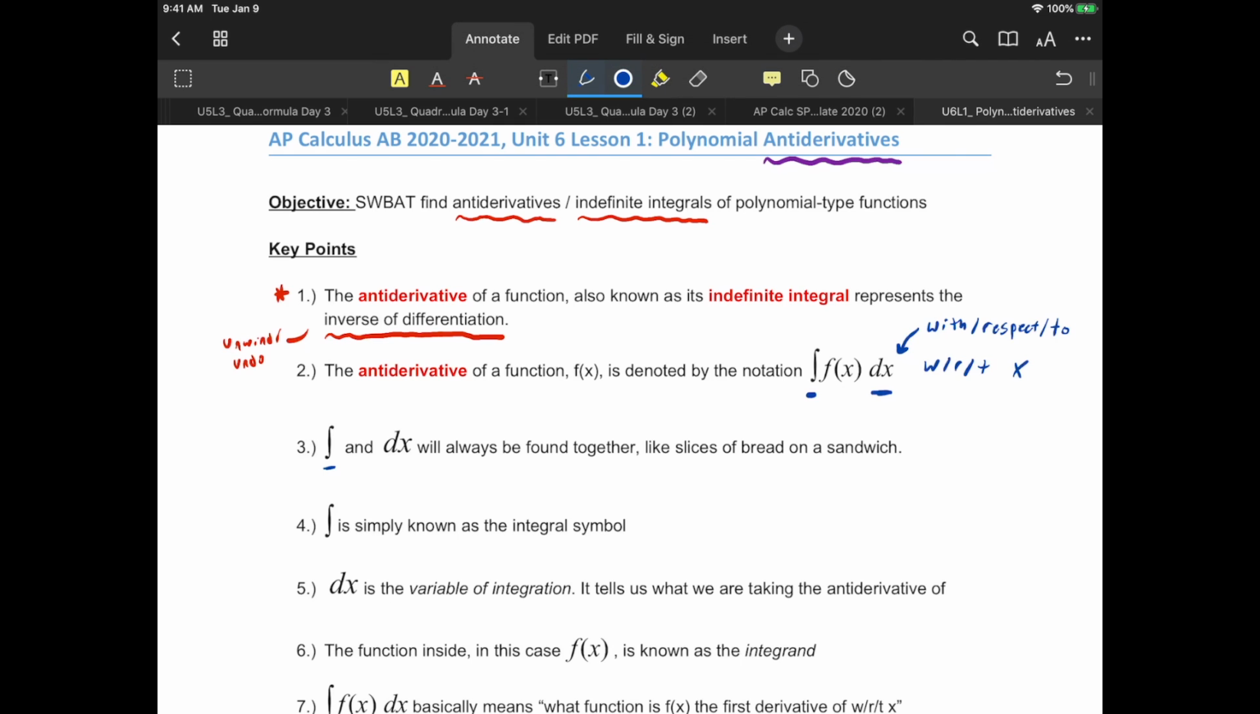The integral symbol and the variable of integration, like slices of bread on a sandwich. They will always be together. You will never see one without the other.